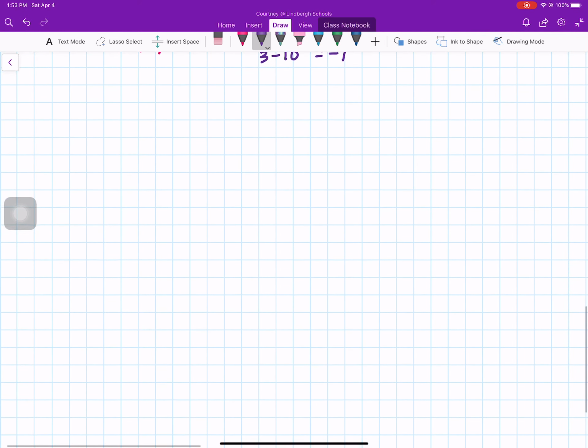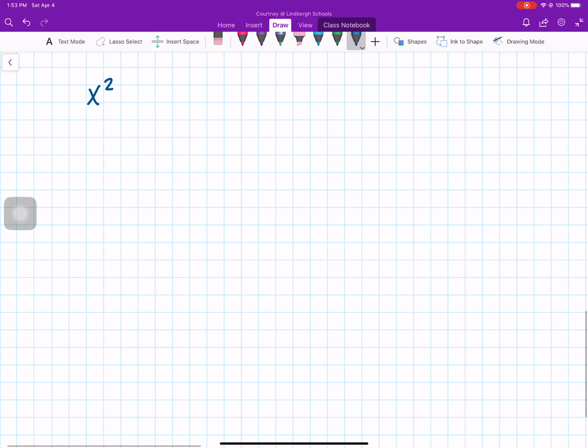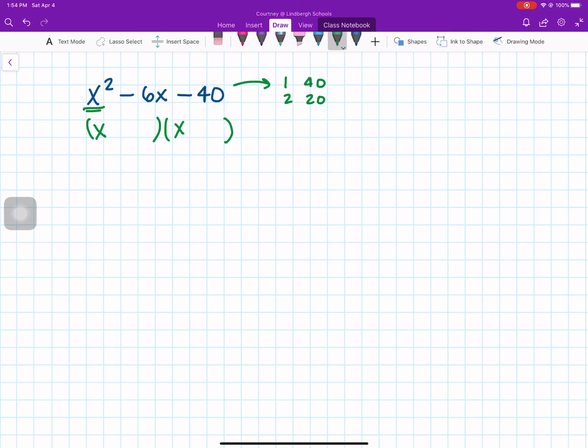Let's do one more. How about x squared minus 6x minus 40? And again, as you do these, you're going to get pretty fast at them, especially when the leading term is 1, because this is x squared, so x times x is x squared. Now numbers that multiply to 40: 1 and 40, 2 and 20, 3 doesn't divide, 4 and 10, or 5 and 8.